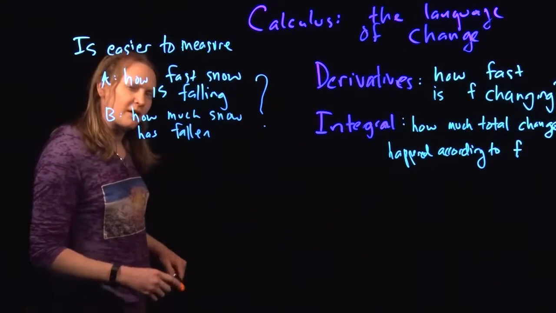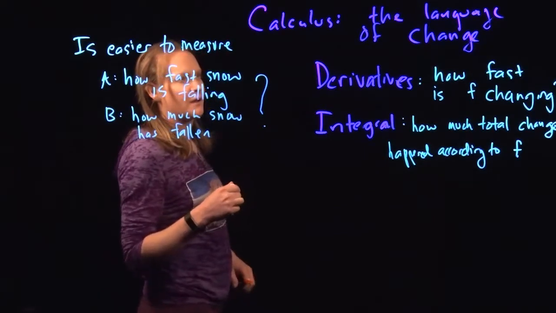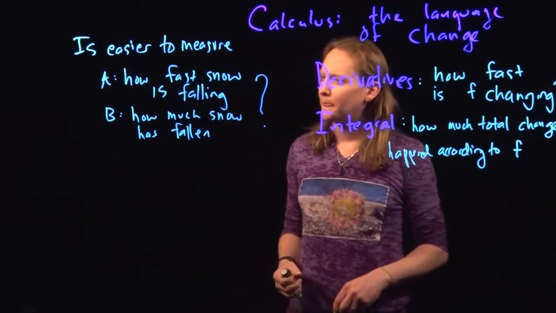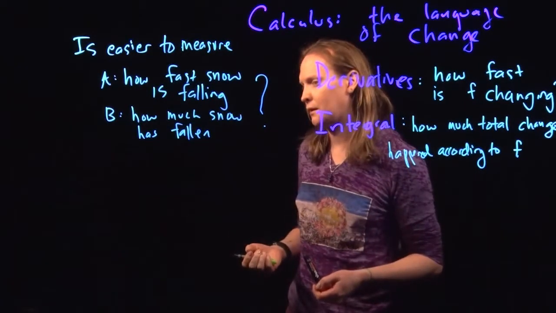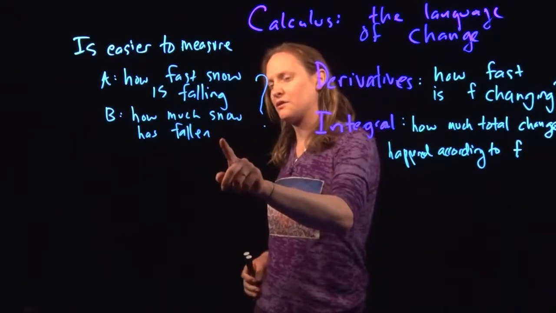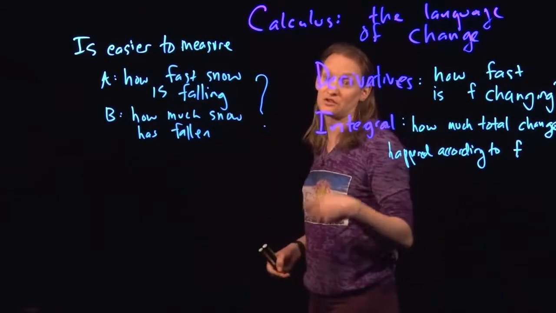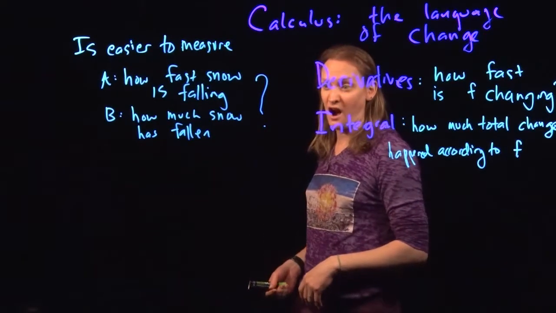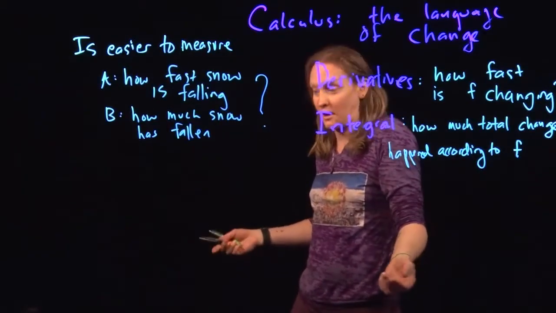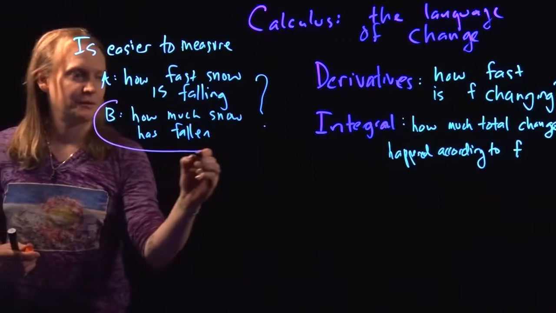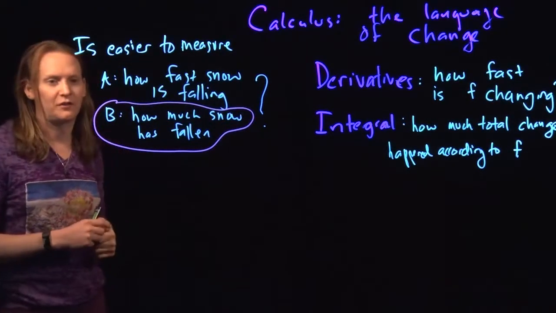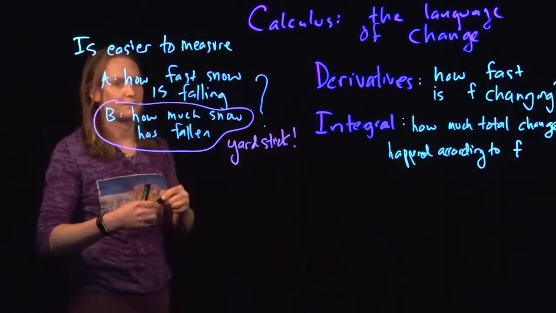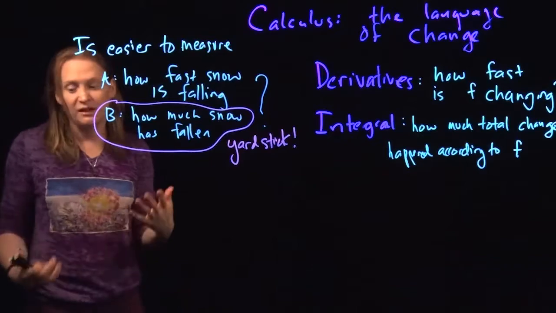Let's see here. If I try to measure how fast the snow is falling, then I have to be able to measure individual snowflakes. That seems really hard to me. But I think it's a lot easier to measure how much snow has fallen because at the start of the snowstorm, I put a yardstick into the ground. Then I can just look at the yardstick and I know how much snow has fallen, right? So I think the answer is B. It's easier to measure how much snow has fallen because I can just use a yardstick.